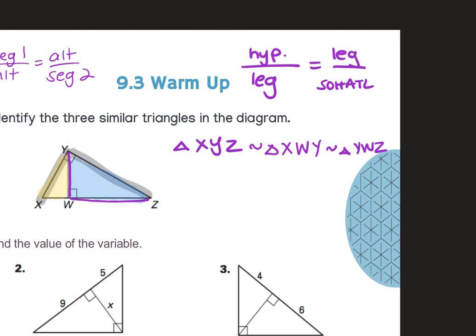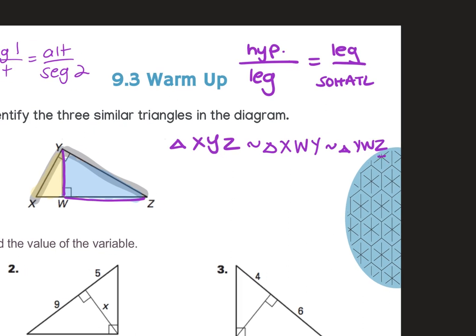I did ZWY. So you named ZWY. So you went this way. Then it should have been YWX and ZYX. Yes, then that's good. Which is why it is multiple choice, because there's a million different combinations you can come up with there.